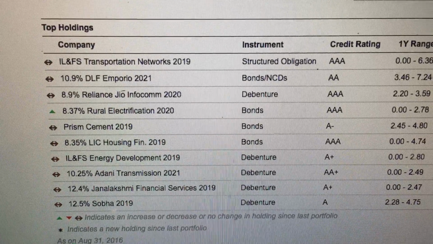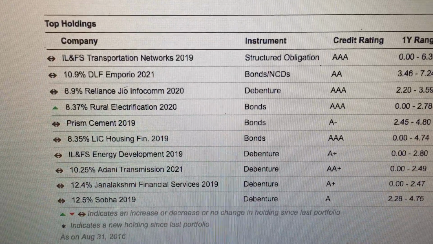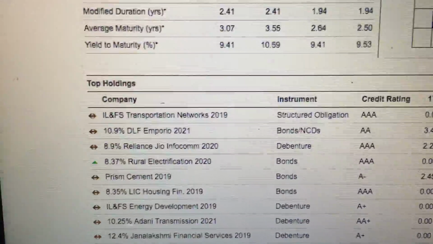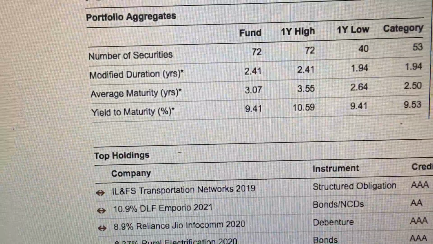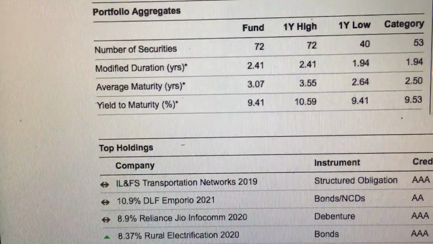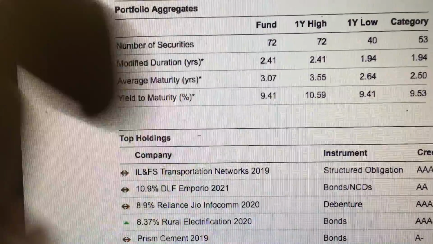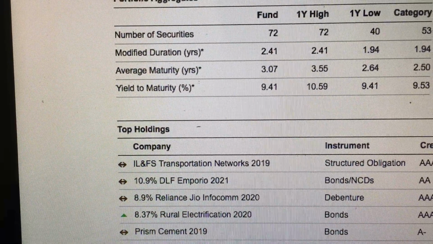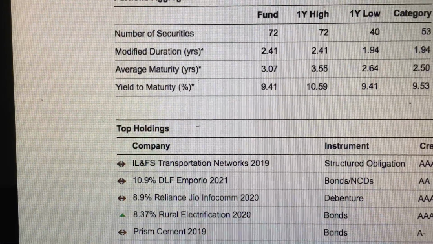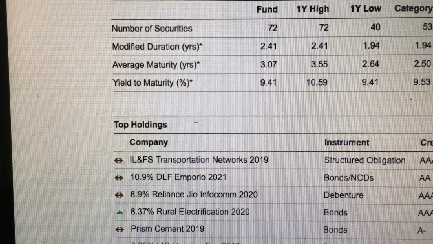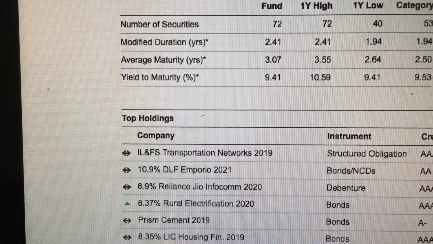So what we do is we average out the maturity years of these papers and we reach this particular factor, which is average maturity. So in this particular fund, we have an average maturity of 3.07. That means all the papers will mature in an average of 3.07 years from now.